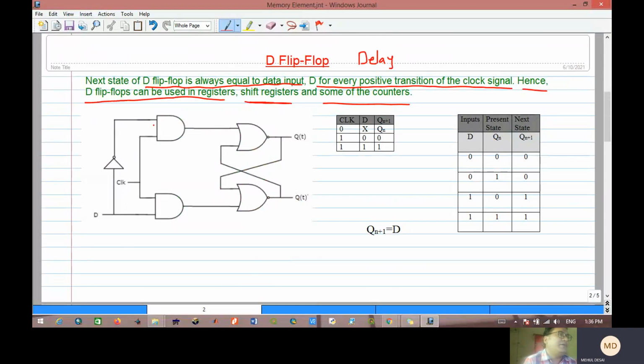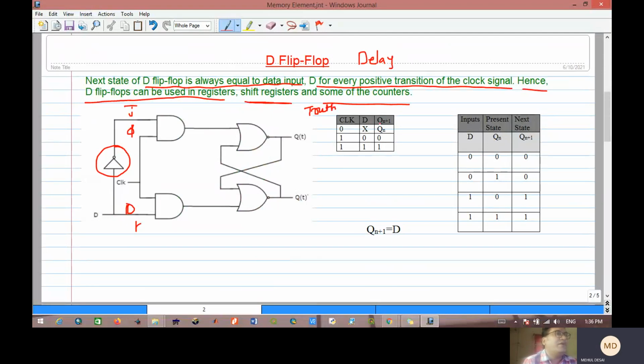Here the same JK flip-flop is there. Internally this is J and this one is K. The input is given through this inverting NOT gate. So if one input is 1, then the other input is 0, and if this one is 0, then this one is 1. Now this is the truth table of the D flip-flop.